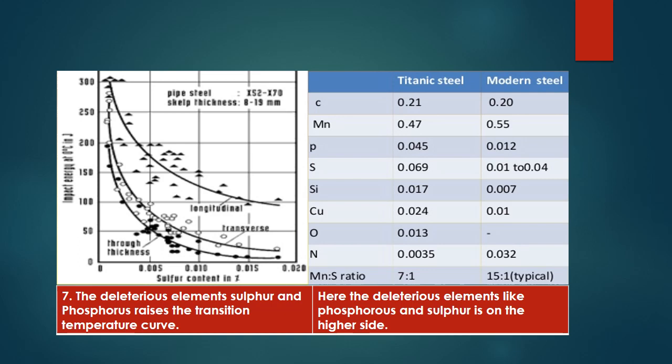Now we will have a comparative study of the chemical analysis of Titanic steel and modern steel. You can see the tabulation. Here phosphorus and sulfur are on the higher side for Titanic steel. Similarly, oxygen is also 0.013, whereas in modern steel there will be virtually no oxygen. And one more important point is that the manganese to sulfur ratio in modern steel is 15:1, that is the actual specified ratio. Here in the Titanic steel, it is very low, 7:1.